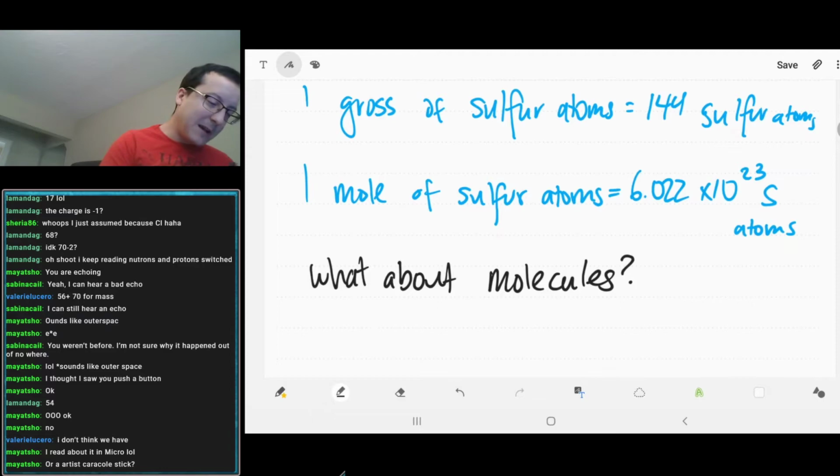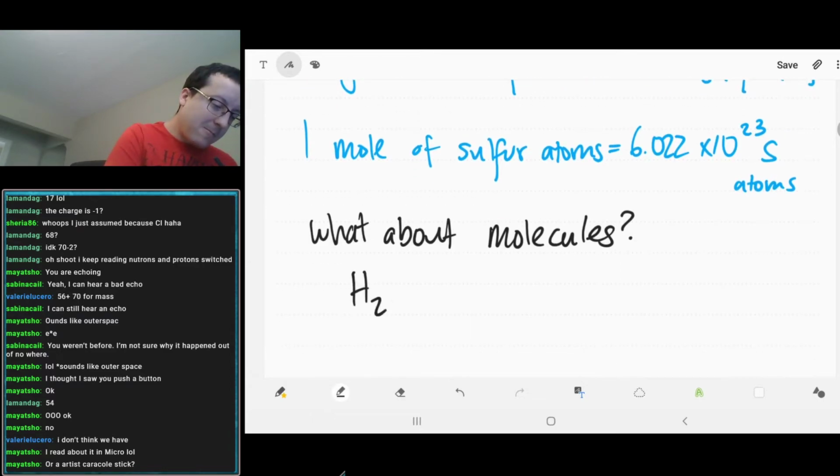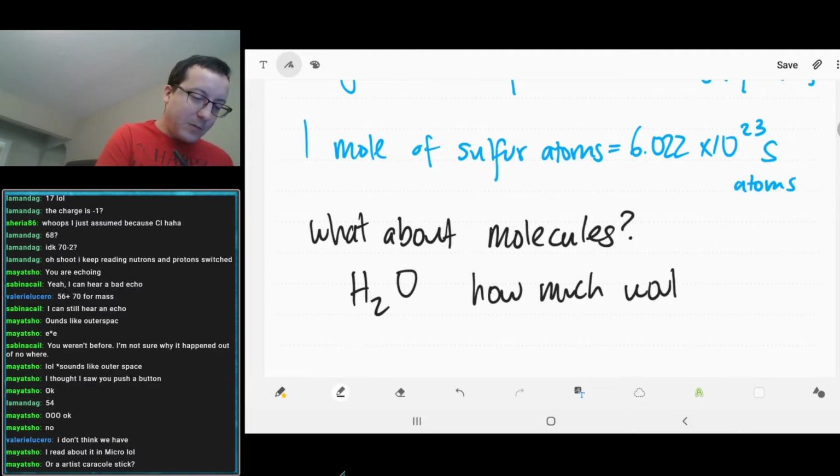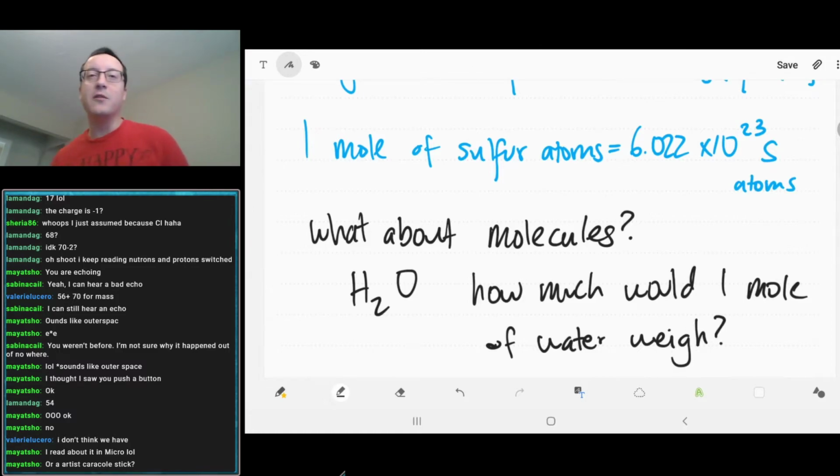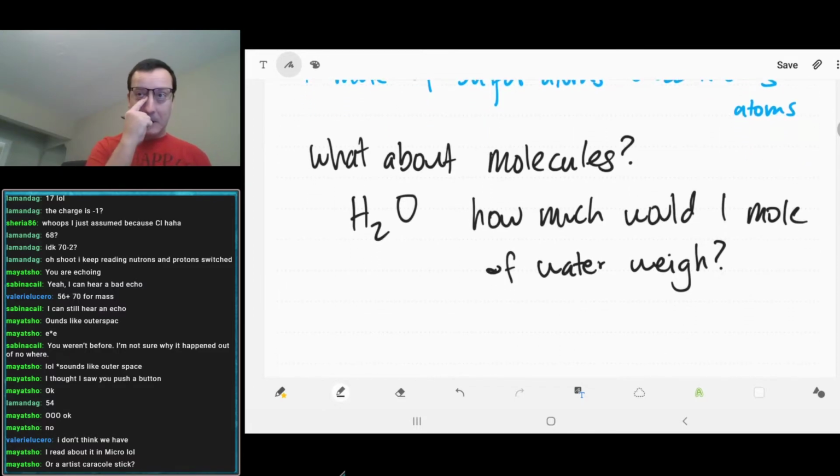For example, something like this molecule you might have seen before. Let's say we wanted to see how much 1 mole of water would weigh. We could do that. I mean, technically, we would have to say, okay, that's going to be, so 1 mole, okay, let's go back.